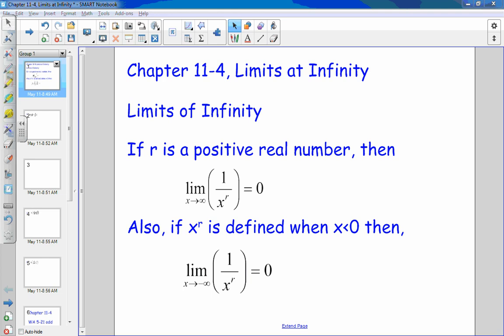Why is that? Because if I take 1 over 2, that gives me 1/2. 1 over 4 is 1/4, which is 0.25. Which one's smaller, the 1/2 or the 1/4? 1/4. So the bigger the number in the denominator, the smaller the fraction is, right? So I'm going to have 1 over 100th, 1 over 1,000th, 1 over 1,000,000th, right?